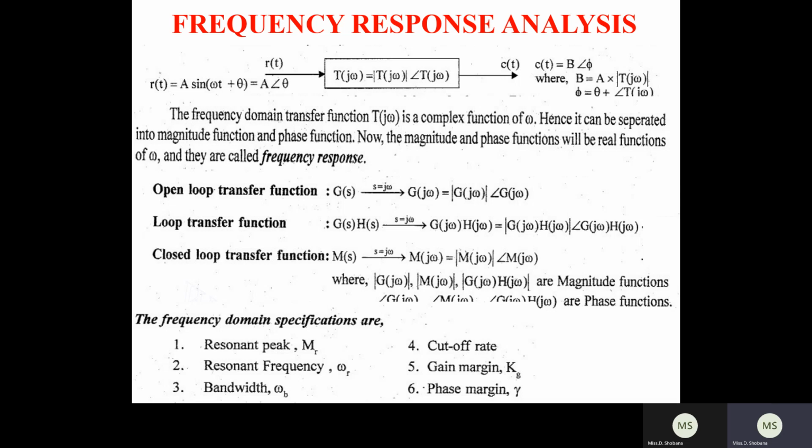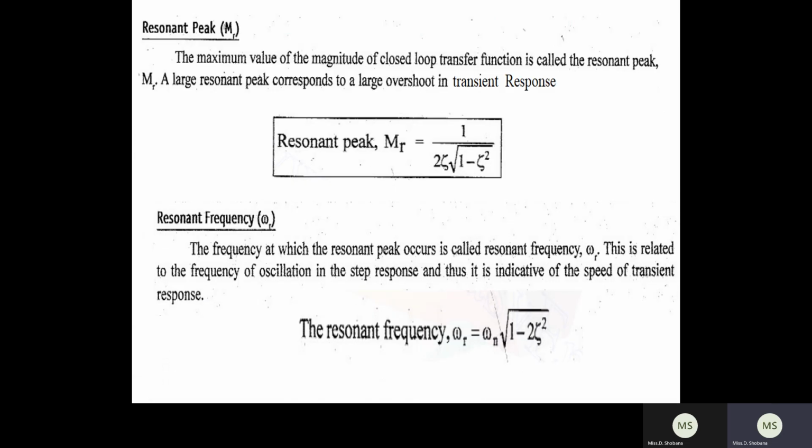By using these, we can determine various kinds of frequency domain specifications, and also plot the various kinds of frequency response plots for different types of transfer functions. Here we have to know what the different types of frequency domain specifications are, which are resonant peak, resonant frequency, cutoff frequency and cutoff rate, bandwidth, gain margin and phase margin. These are your frequency domain specifications, and then we can have the definition for each one separately.